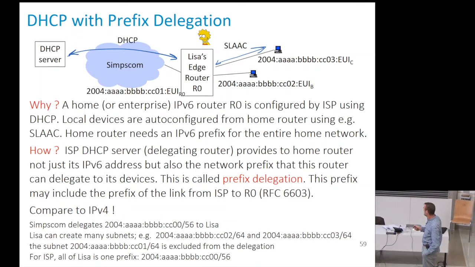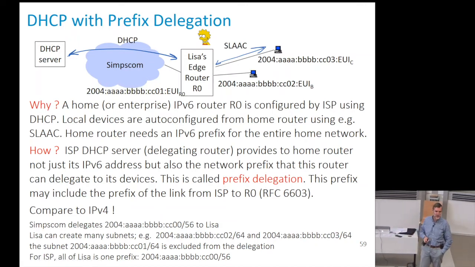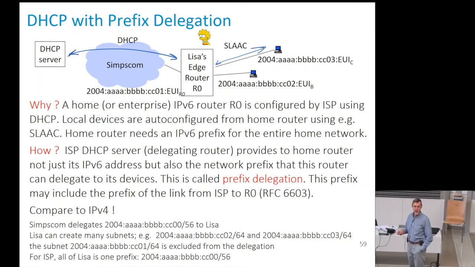So this is what is illustrated in this figure. Lisa has obtained an address for the router, which is the thing here. But you see that Lisa is using the same prefix here. Here the 64 bits are not all the same, but the first 56 bits are all the same. So that means this provider has allocated to Lisa the first 56 bits, so everything up to CC here, that's the prefix allocated to Lisa. So there is a variant of DHCP that will allow you to allocate an entire prefix and not one address.